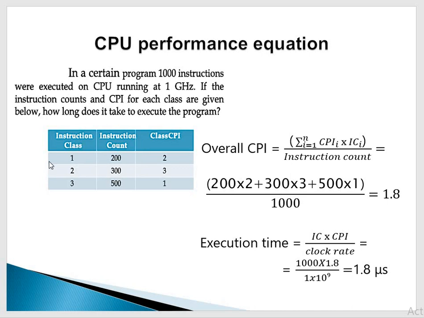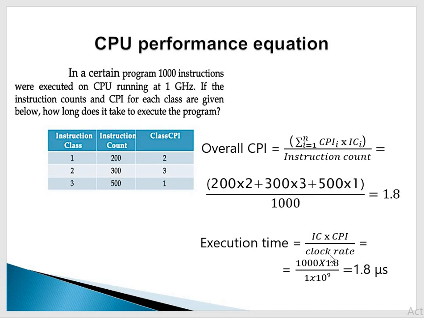As we can see in this table, different classes of instructions are given, and in each class the number of instructions is different, and at the same time the CPI is also different. All the CPIs are different, meaning the number of clock cycles required per instruction is also different. As we know, the execution time of a program can be calculated by using IC into CPI upon clock rate.